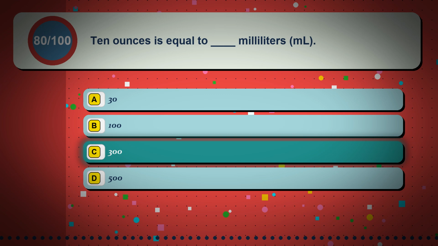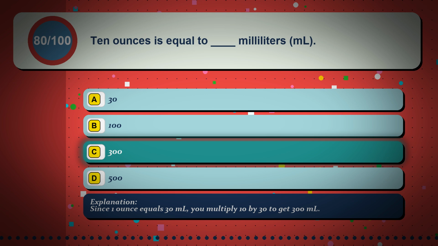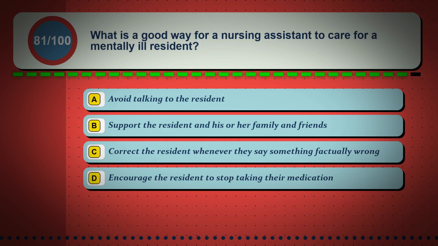The correct answer is option C, 300. Since 1 ounce equals 30 ml, you multiply 10 by 30 to get 300 ml. Question 81. What is a good way for a nursing assistant to care for a mentally ill resident?